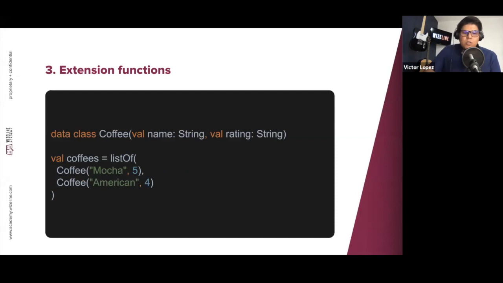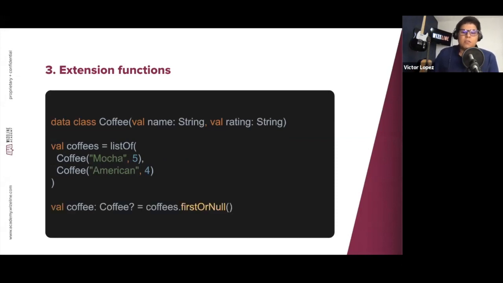Okay, I'm going to show you another example of a usage of these Kotlin extensions. In this case, I created this data class called Coffee, and this class, as you can see, needs two parameters. So I created a list of this kind of class, and I created two Coffee objects inside of the list. This is super useful because sometimes we need to call the first item of a list, right? So Kotlin gives us this extension called firstOrNull that basically returns the first item of a list in case it exists. If not, it will return null.